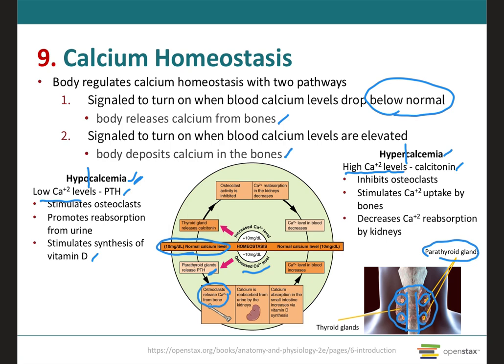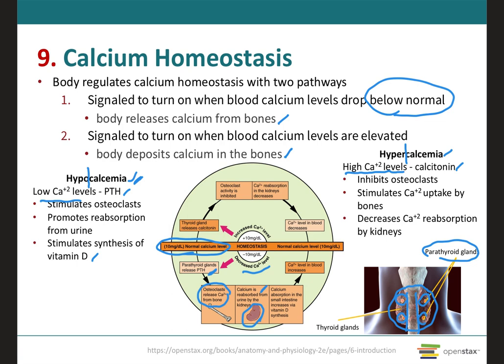In addition, the parathyroid hormone will promote reabsorption of calcium from the urine by the kidneys so that the calcium returns to the blood instead of being removed by the urine from the body. Therefore, the parathyroid hormone promotes two mechanisms that will increase calcium blood levels. One is by removing it from the bone, and another is by filtering the blood in the kidneys.